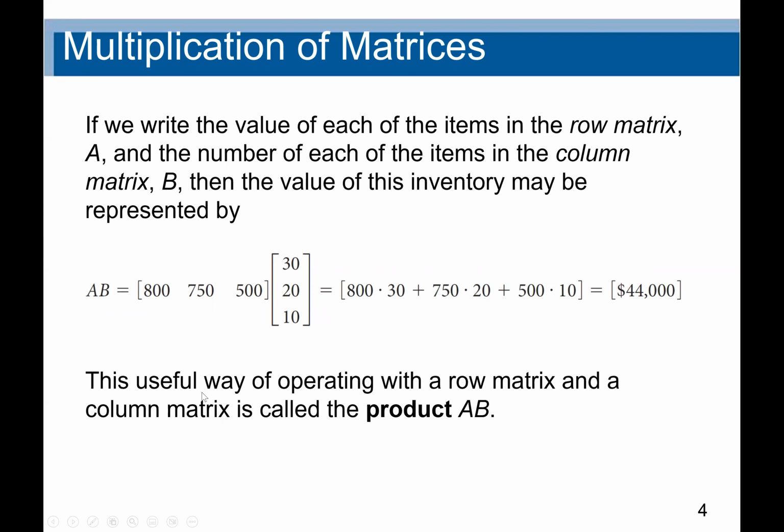This is a useful way of operating with a row matrix and a column matrix, which is called the product of A and B. One thing we should take note of is that in mathematics, 3 times 2 is the same answer as 2 times 3. But in matrices, A times B will be different from B times A, since we are using rows and columns.